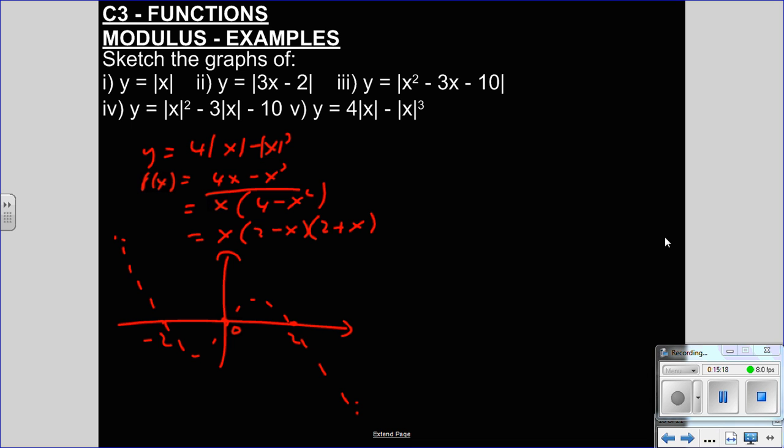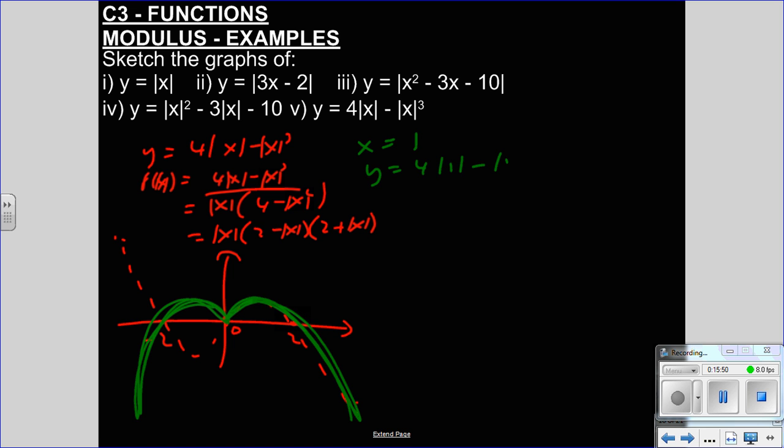But what I'm doing is I'm modding everything in there. So mod, mod, mod, mod. Right? So all the x's are now modded here. And therefore, we get a carbon copy of the right-hand side. So here's the right-hand side, and now it's duplicated on the left-hand side because of those corresponding numbers. Again, just a quick check. If I try x equals 1, I get y equals 4, mod 1 minus 1 cubed. That gives me 4 minus 1 is 3. So at 1, that gives us 3.